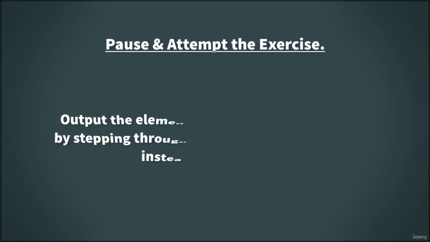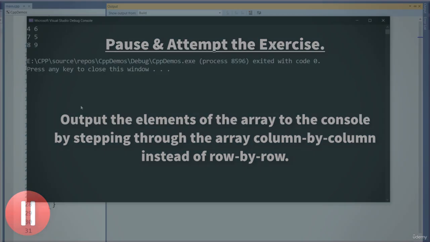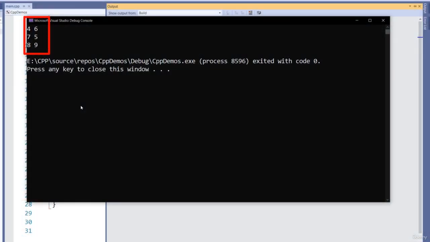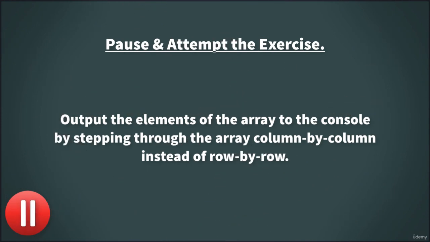In the previous example, we stepped through the array row by row. Now, as a quick exercise, I'd like you to try and step through it column by column instead. Print them out side by side in a column format, as you can see in this example. When I come back, I'll show you how you can do this.